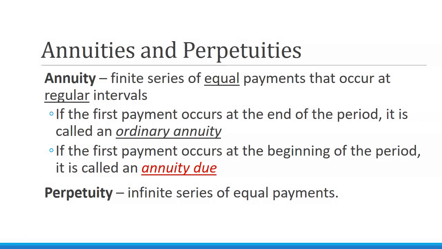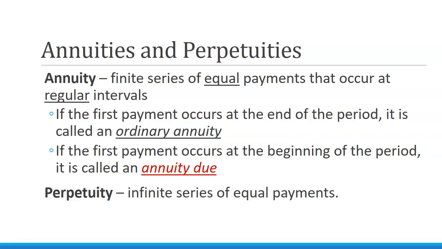An annuity is a finite series of equal payments that occur at regular intervals. We can get monthly payments or yearly payments. Say if we have a retirement account, that is an example of an annuity where we receive money out of our retirement account every single month, and it's an equal amount. If the first payment occurs at the end of the period or the last day of the period, it's an ordinary annuity. If it occurs at the beginning of the period, it's called an annuity due.